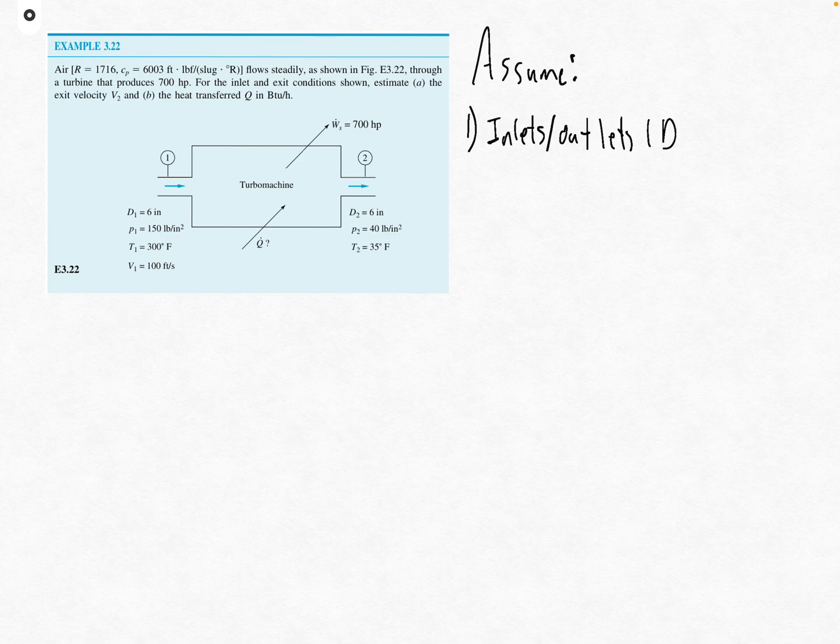I'm also going to assume, and we're given this assumption, that the flow is steady, so we're going to assume steady state. That means any of the terms in our mass balance that were partial d with respect to t are going to be 0.